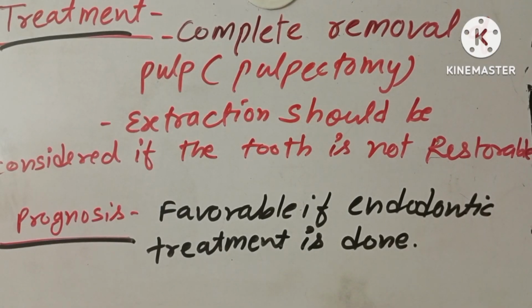So, what is the treatment? Complete removal of the pulp, also called pulpectomy, and extraction should be considered if the tooth is not restorable. Then it is an emergency situation, and pulpectomy or extraction should be performed. But if the patient has no sufficient time, a pulpotomy, removal of the coronal pulp, is performed. Prognosis is favorable if endodontic treatment is given. In endodontic treatment, the removal of the pulp and restoration of the tooth is done.